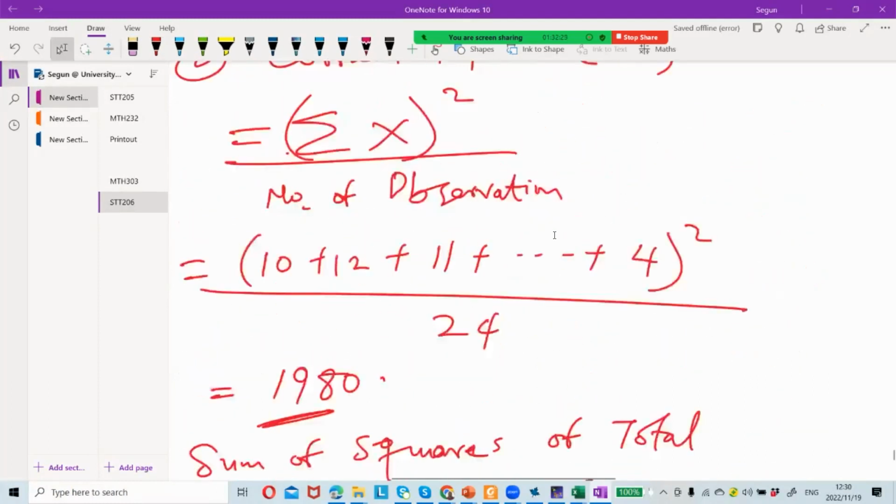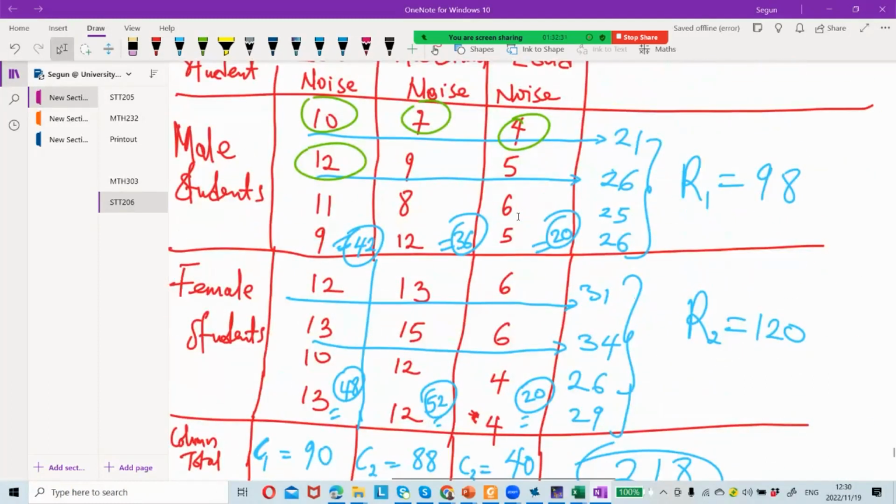Remember, let's go back to the table. Each of the columns, this is what we call column, the vertical. These are the columns. They represent what? Noise. Different types of noise. But the row represents the gender. Don't forget. You can see the difference between the two.